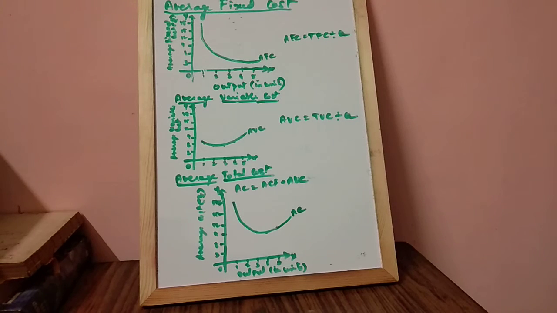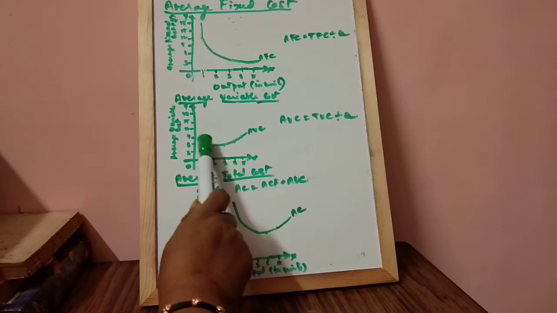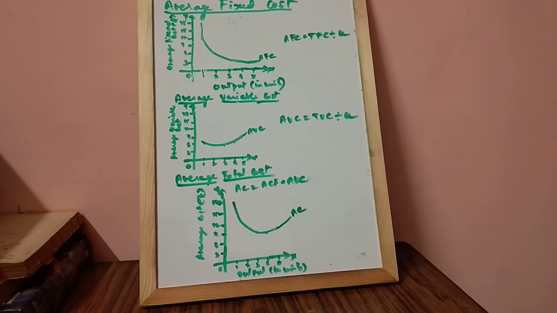When total variable cost is 10, output is 2, so average variable cost is 5. When total variable cost is 15, output is 3, then average variable cost is 5. That is what you find here, 5, right? So it is constant and then it increases.